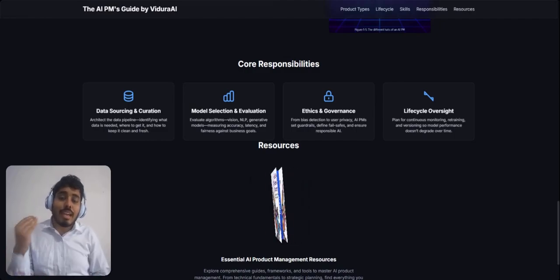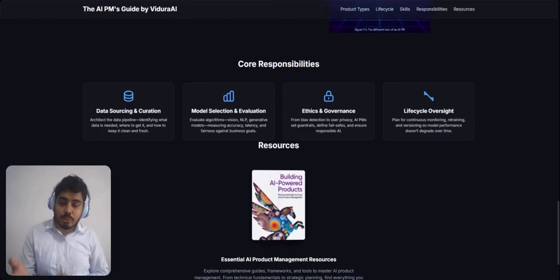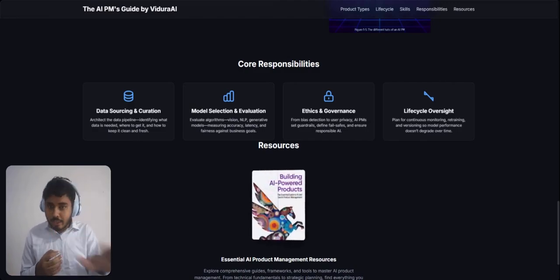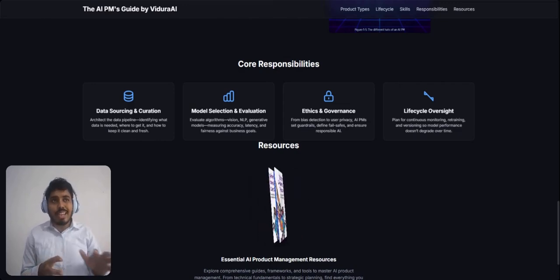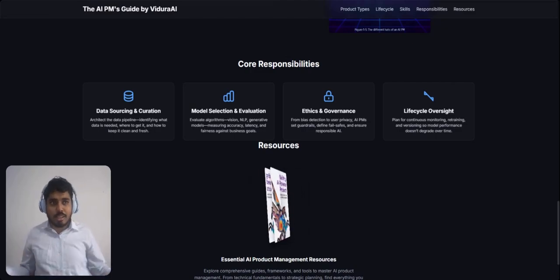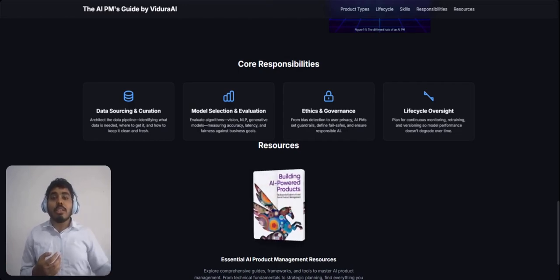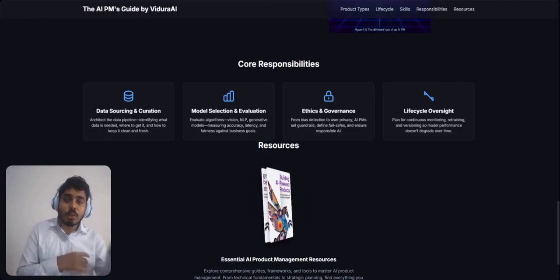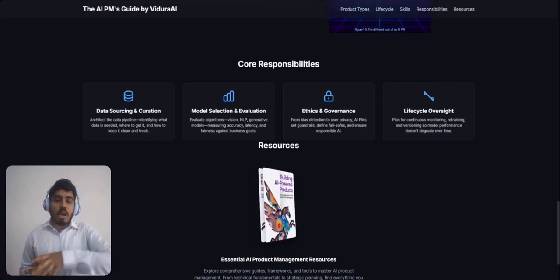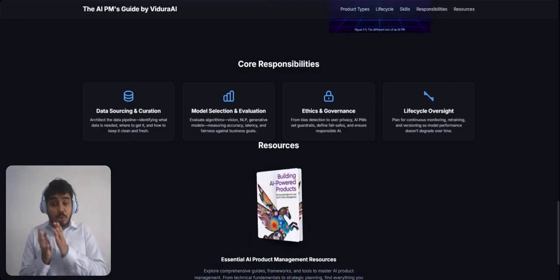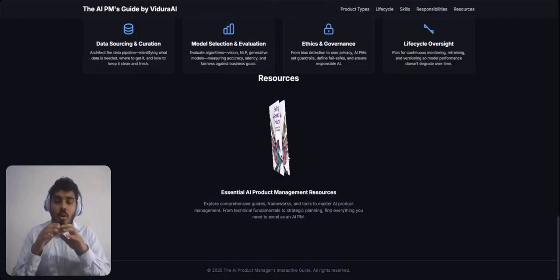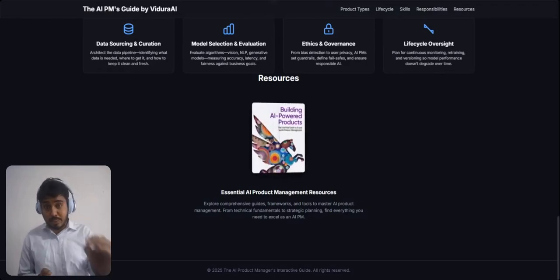And fourth, lifecycle oversight. So you plan for continuous monitoring, retraining, and versioning, so the model performance doesn't degrade over time. AI models are not just set it and forget it; they require ongoing attention and maintenance, as with other software systems. So we have a CI/CD pipeline. Likewise, this is also a loop. So these responsibilities work together to ensure our AI products are not just technically sound, but also ethical, sustainable, and valuable to users.